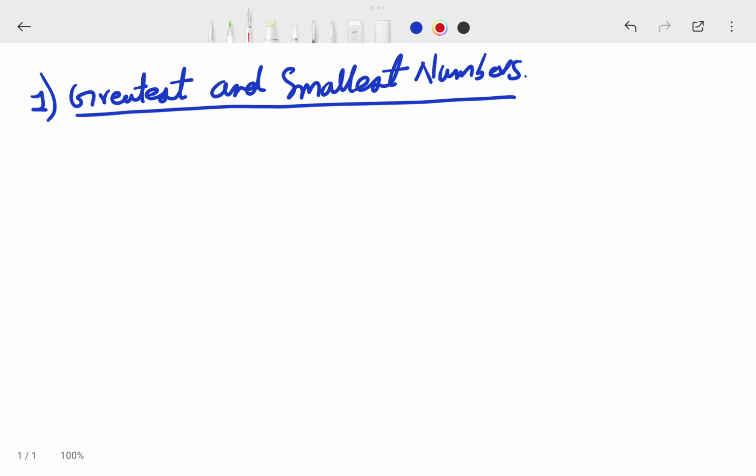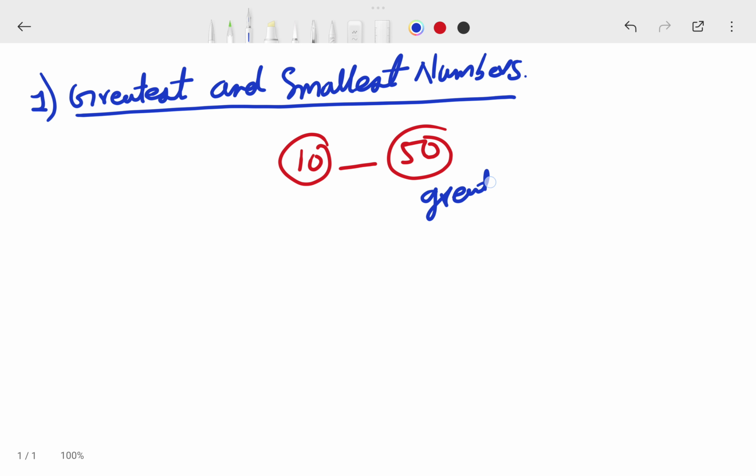Okay now, exactly. If you understand, this is a 10 and this is a 50. So if I ask you in this 10 or in this 50 which is greater, you will say sir 50 is greater. Why? Because this is a big number. Okay, so if I ask which is smaller, you will say sir 10 is the smallest. It's a simple question, right?